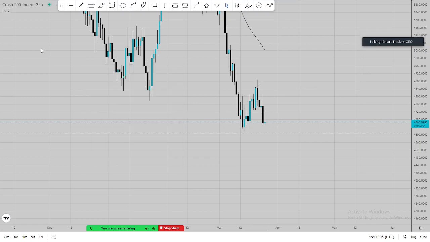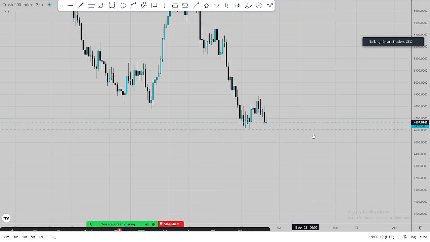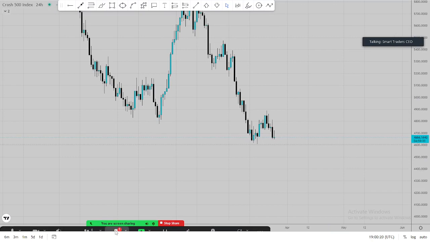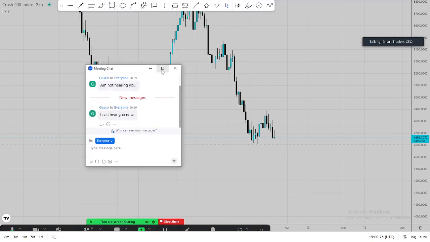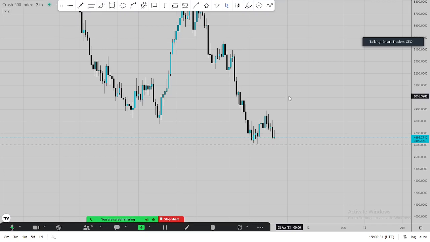So we just want to go through crash 500 so that we actually break down what we're seeing here. Right, so this is the daily time frame. As you all know, we always start from the higher time frames. The purpose of starting from the higher time frames is to get the overall picture of what's happening, to understand where an instrument is, where price is coming from, and where price is most likely going.